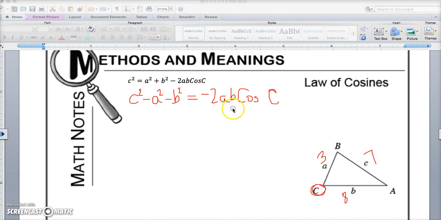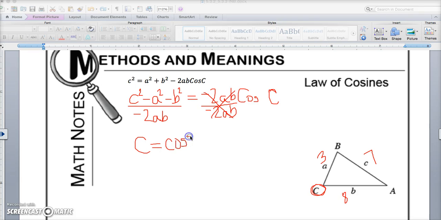Well, this is all multiplying. So to get negative 2AB away from the cosine C, you have to divide both sides by negative 2AB. So you end up with this divided by negative 2AB. So cosine C equals this. And if we're looking for angle measure, remember that means you have to use the inverse cosine function.